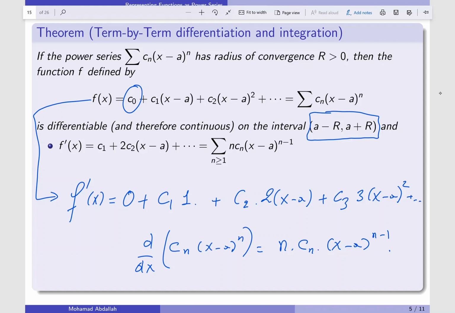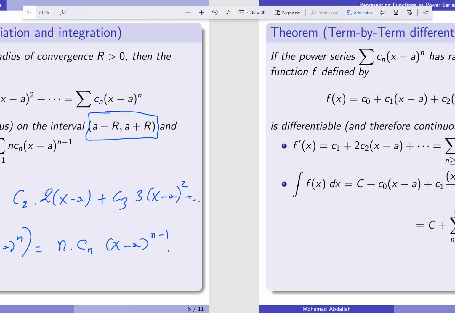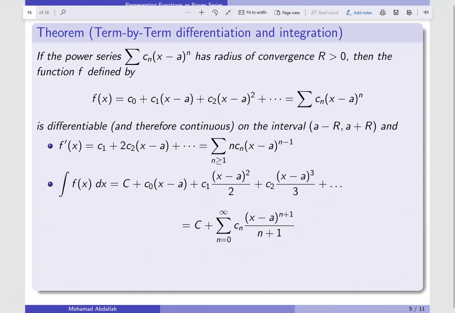So this is how we got this formula. So the derivative is simple. You differentiate term by term. The integral is also simple. You will integrate term by term. Here's what we got here. This c is the constant of integration, and then you are integrating term by term. So you don't have to integrate term by term in this case to have a nice formula. You can just integrate the general term right here.